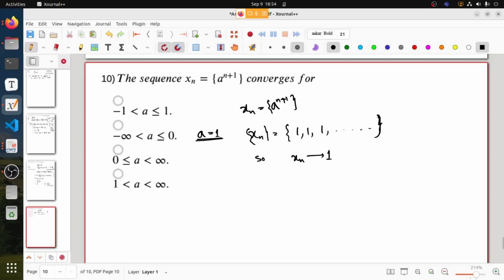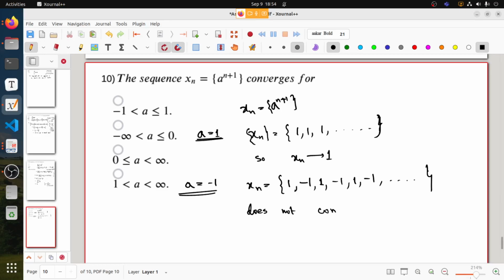Now take a equals minus 1. What will be the sequence? When n equals 1 it will be minus 1, when n equals 2 it will be 1, so it alternates. It oscillates between 1 and minus 1, so it is not convergent. It was also done in the class, I think. It is an oscillating sequence, so it does not converge.